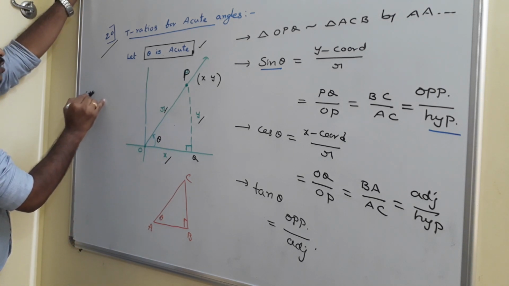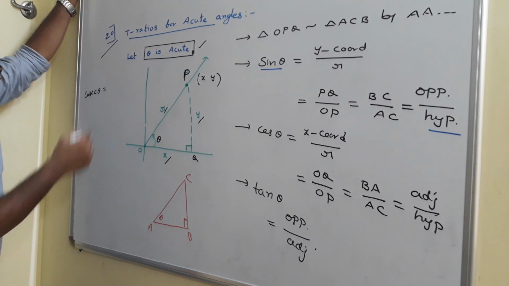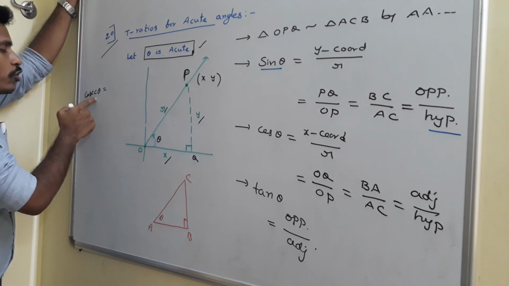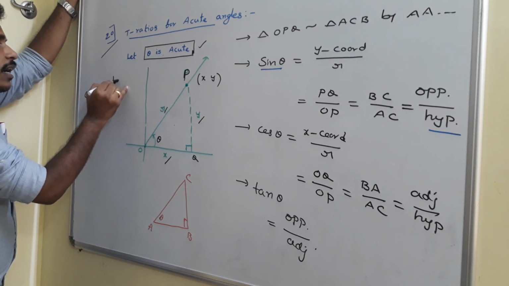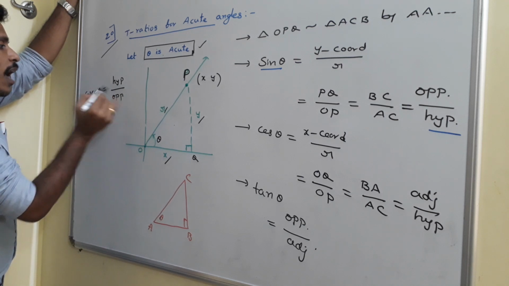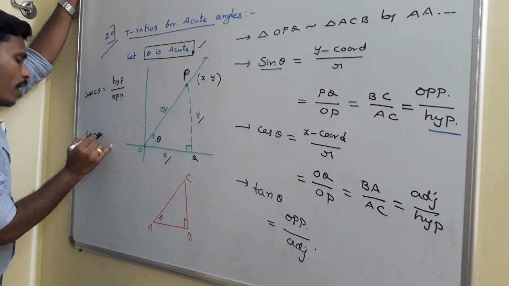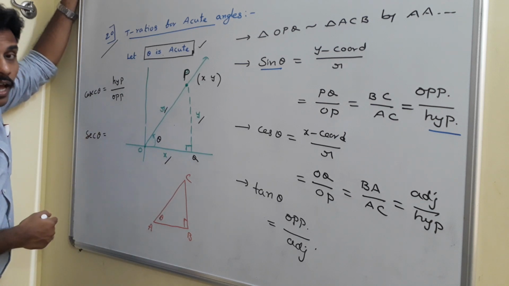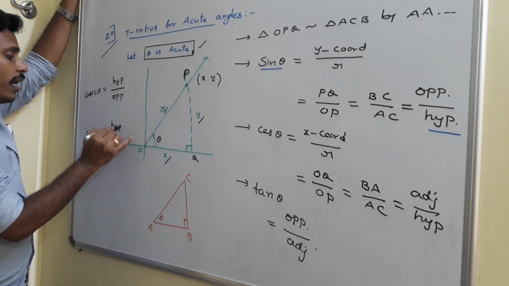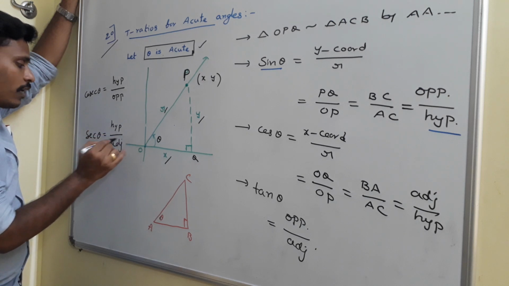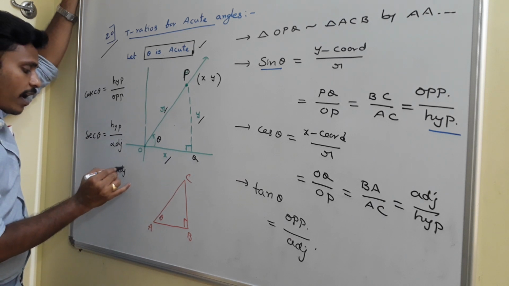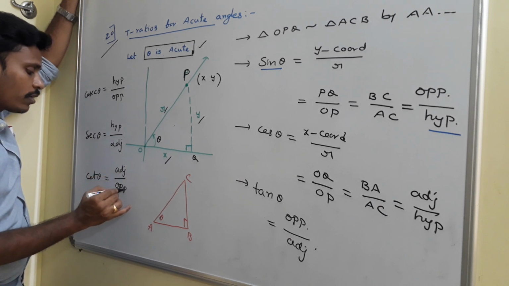Similarly, if you move to cosecant theta, since theta is acute, you may directly take it as 1 by sin theta. So cosecant theta is equal to 1 by sin theta, and with respect to this right angle triangle, its definition is hypotenuse by opposite side, whereas secant theta is 1 by cos theta, as we discussed in the previous class, and it can be written as hypotenuse by adjacent. And at the end, in a similar fashion, cot theta is equal to adjacent side divided by opposite side.